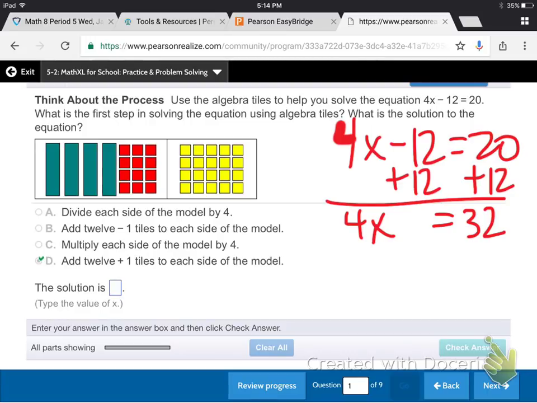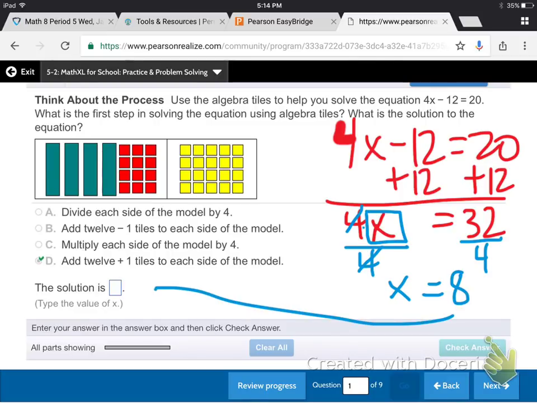So we're now solving for x, okay? We're solving for this variable. We want to know what x equals. So to do that, we have to divide both sides. We have to undo the multiplication that's right there. Divide both sides by 4. And you can see that 4 divided by 4 is 1, x, and then x is isolated, and 32 divided by 4 is 8. So that answer goes right there. You just type in 8. The solution is 8.